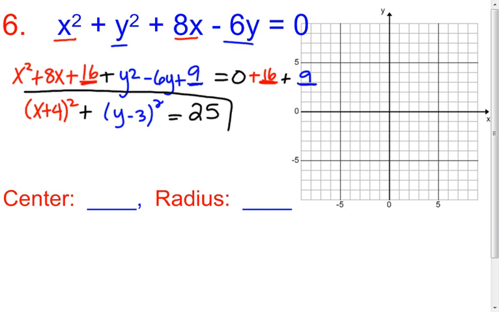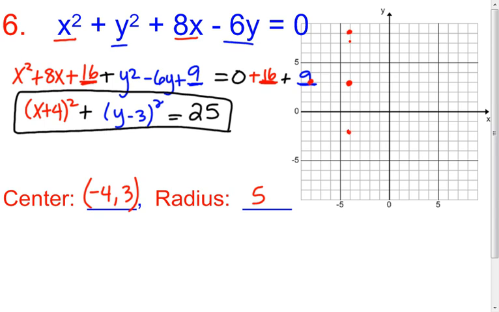Now it's in the right format that I can pretty easily pull my center and my radius out. Alright, so my center will be -4, 3, and my radius will be the square root of 25, which is 5. And so when I plot this, it should not be a problem now. -4, 3, radius of 5. So 5 up, 5 down, 5 left, 5 right. It should look like this. I might have counted wrong, but there you go.